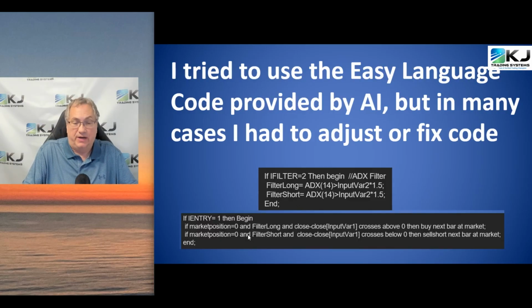Okay. And then when you put it into the entry, it just says, hey, if you're flat and your long filter says true, means go for it, and you've got this cross above 0, then buy. That's it. So this makes it an easy setup for doing multiple filter testing.